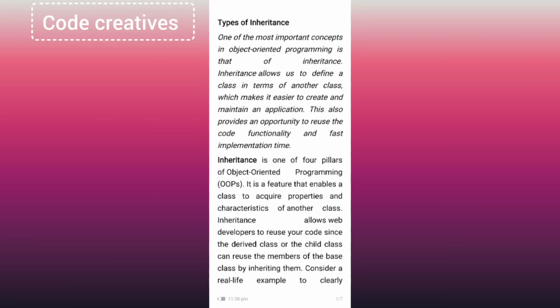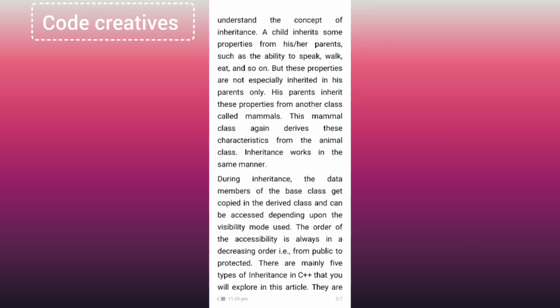Inheritance is one of the four pillars of object oriented programming. It is a feature that enables a class to acquire the properties and characteristics of another class. Inheritance allows developers to reuse their code, since the derived class or child class can reuse the members of the base class by inheriting them. So let's consider a real life example to clearly understand the concept of inheritance.